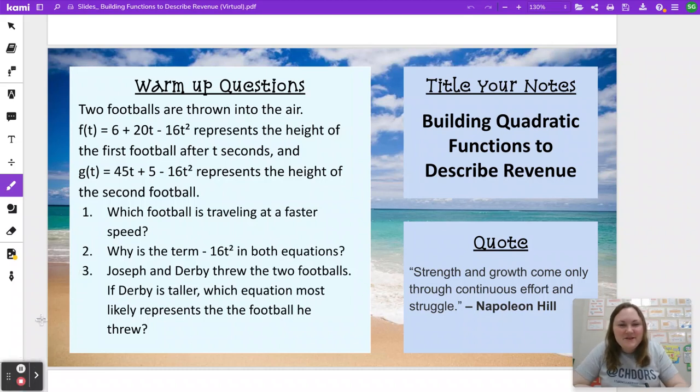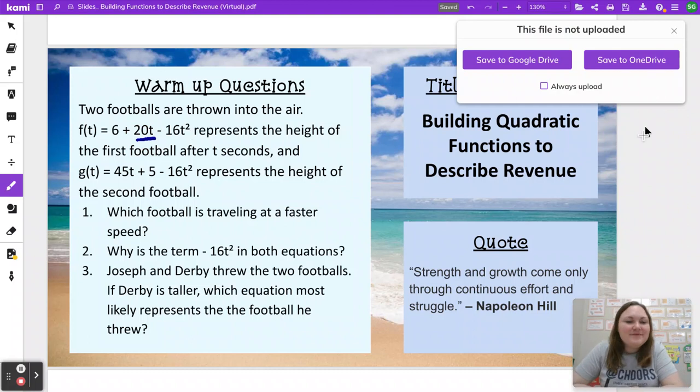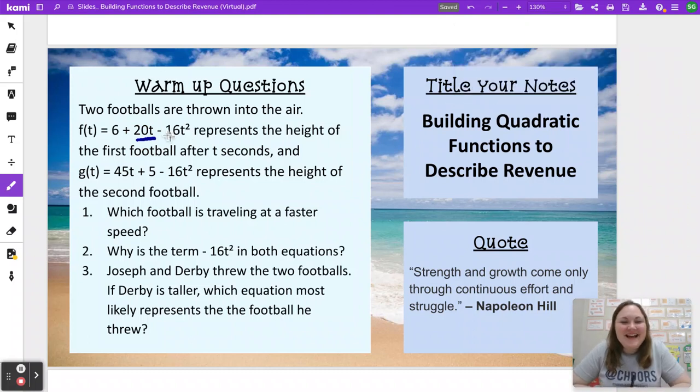So to be able to answer this question, it has to do with the three terms that show up in a quadratic equation and what each of those terms tell us. In yesterday's lesson, we learned that if you want to know the speed, it's always going to be that linear term, which is going to be the term that has the variable, and here 20t, not the variable squared. And then in our second equation, we've got that linear term is the 45t.